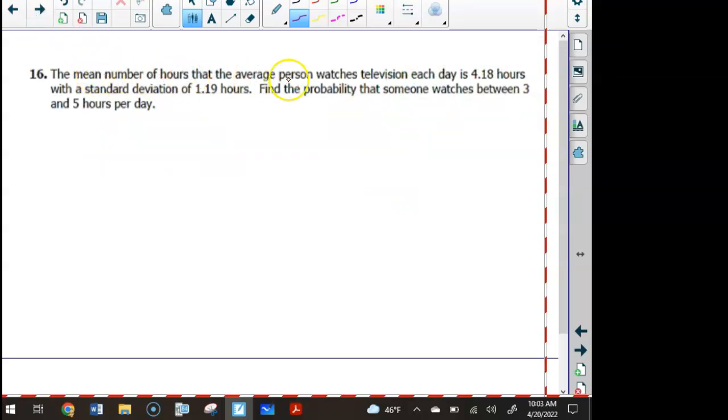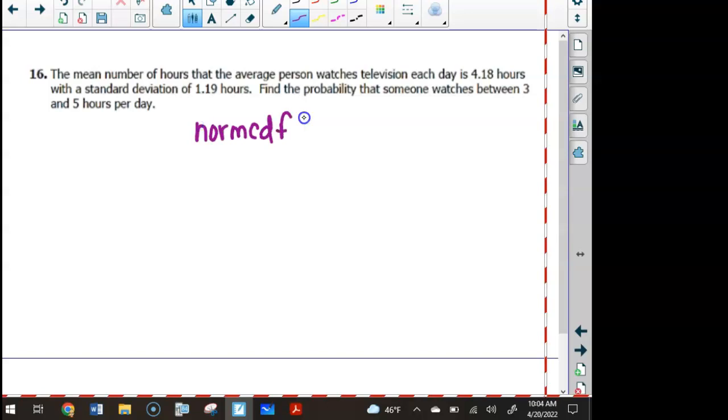The mean number of hours that an average person watches television per day is 4.18 hours with a standard deviation of 1.19. Find the probability that someone watches between 3 and 5 hours. Well, clearly, exactly 3 and exactly 5 aren't going to fall nicely on these weird decimal mean and standard deviation, right? So let's just do norm CDF because it's not nice.